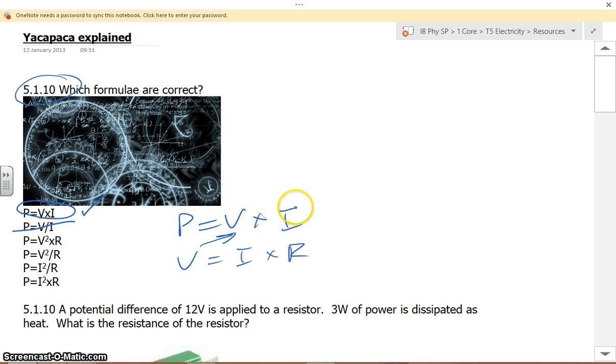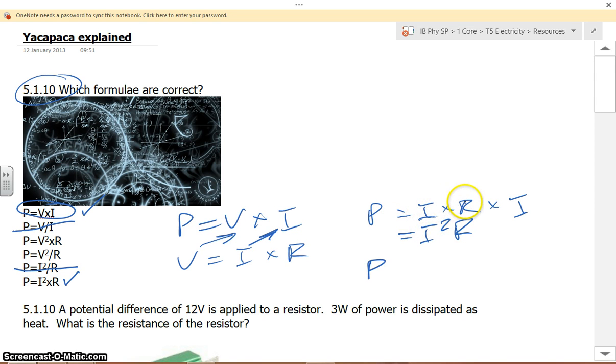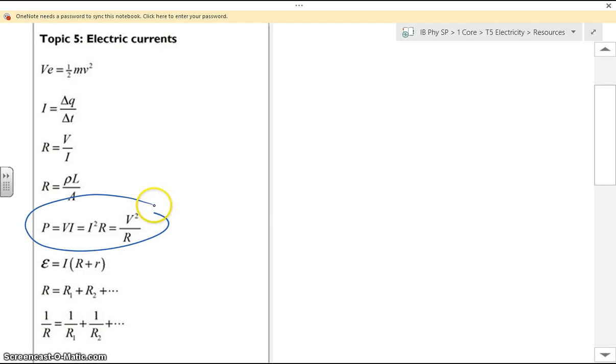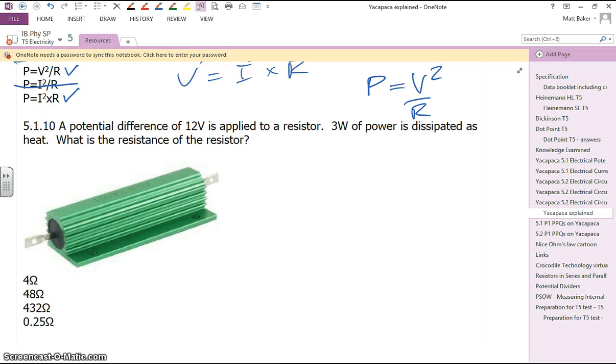We can substitute the V in there, and then we're going to get P equals I times R times I, which just simplifies to I squared R. Okay, so that's that formula there. That one works, so that one's obviously rubbish. And then the other thing that we can do is substitute for I instead, which will give us P equals V squared over R. Means that that formula is correct and that one's rubbish. And if you go and have a look in the data booklet, there are those three formulas, so you don't even need to remember them. Happy days. You do need to be able to use them though.